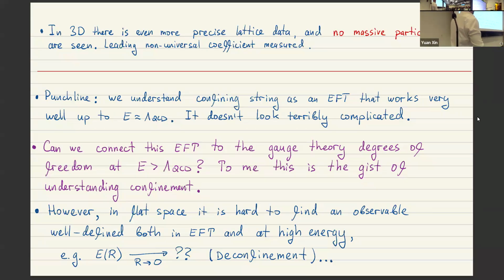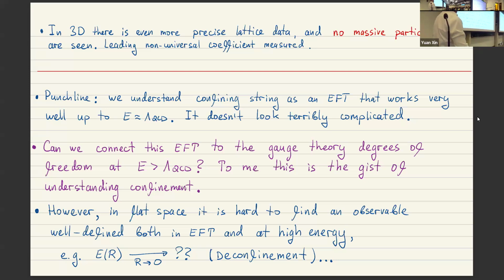So now in 3 dimensions, this story is even simpler. There is more precise lattice data. There are no massive particles on the worldsheet, and there are some leading corrections to this square root type formula, which have been measured. So the punchline is that we understand confining strings as an effective theory in the limit when the length of the string is longer than the QCD scale, and it doesn't look terribly complicated as an effective theory. We don't have a proliferation of new unexpected resonances.